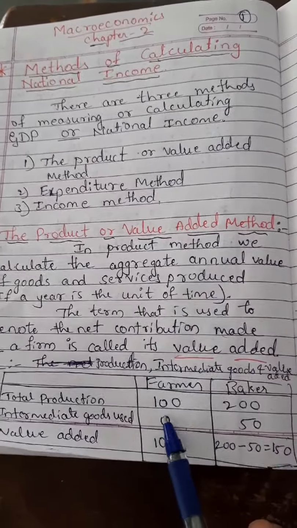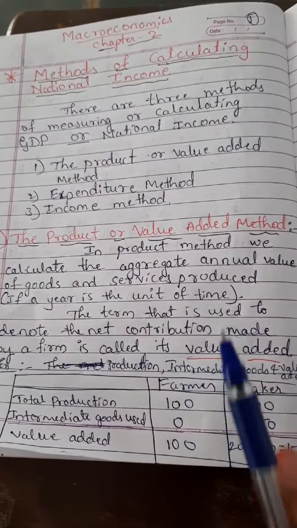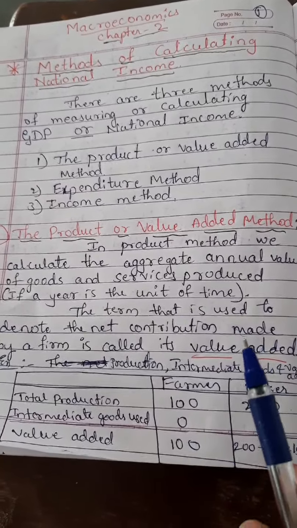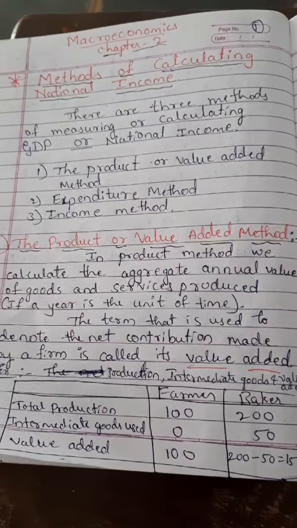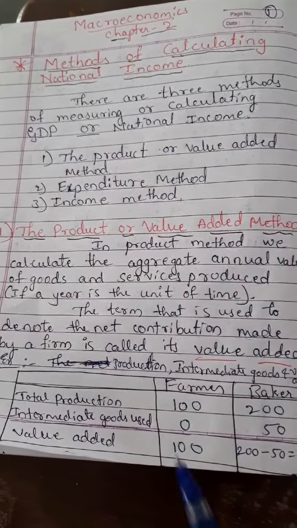For example, here GDP. What is this GDP? GDP means gross domestic product, the market value of the production of all three sectors: agriculture sector, industrial sector and service sector. The production of the three sectors is called GDP.